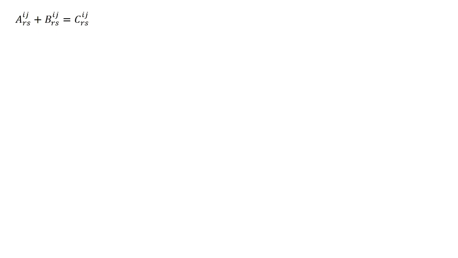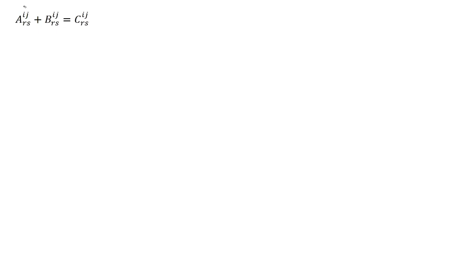Well, just like for equality, for this to make sense, the index structures have to be the same. We have to have the same indexes on the top, and we do, ij all the way across the board, and the same indexes on the bottom, r and s in this case. And as before, it's not necessary for these indexes to be in the same order. We have to have the same indexes on the top and the same on the bottom, but they can be in any order.